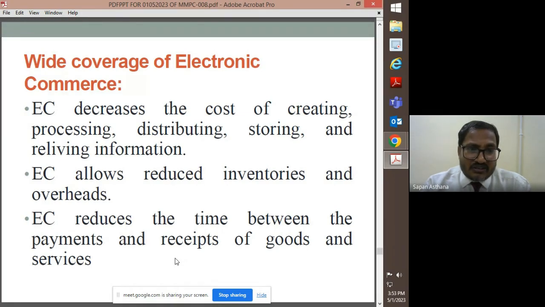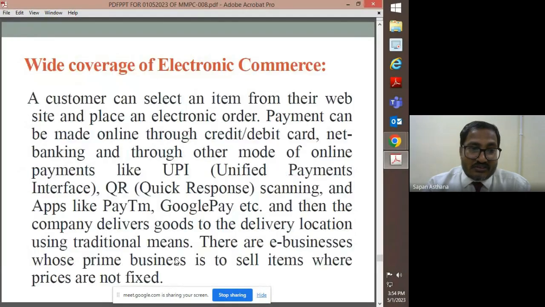Electronic commerce, e-commerce decreases the cost of creating, processing, distributing, storing, and retrieving information. Second, electronic commerce allows reduced inventories and overheads, and electronic commerce reduces the time between the payment and receipt of the goods and services.